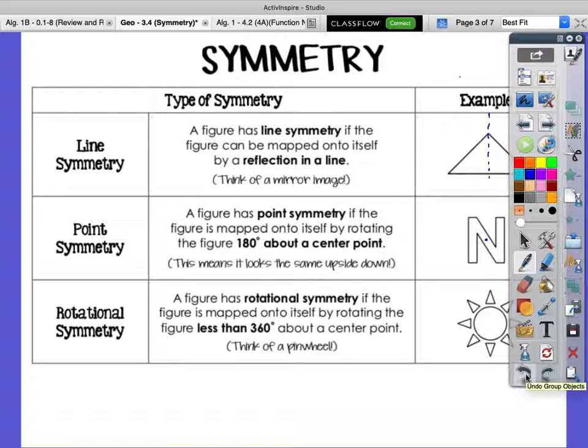So that's what we call point symmetry. A good way to test it is if it looks the same upside down. So a good way to test these for symmetry is literally flipping your page upside down.